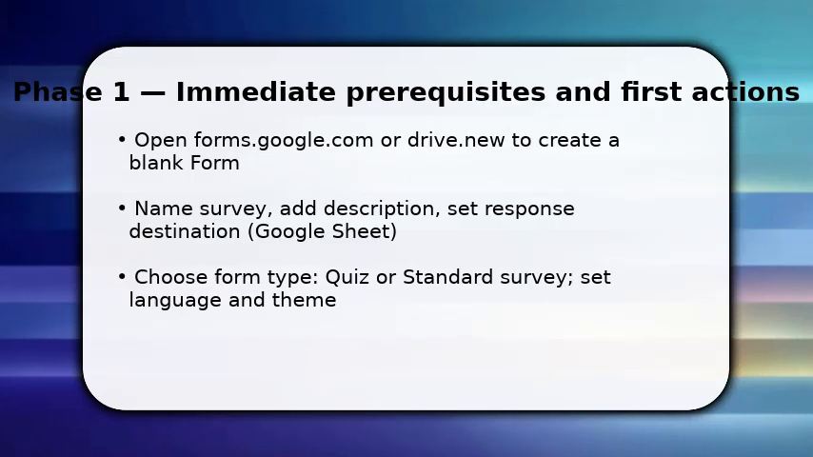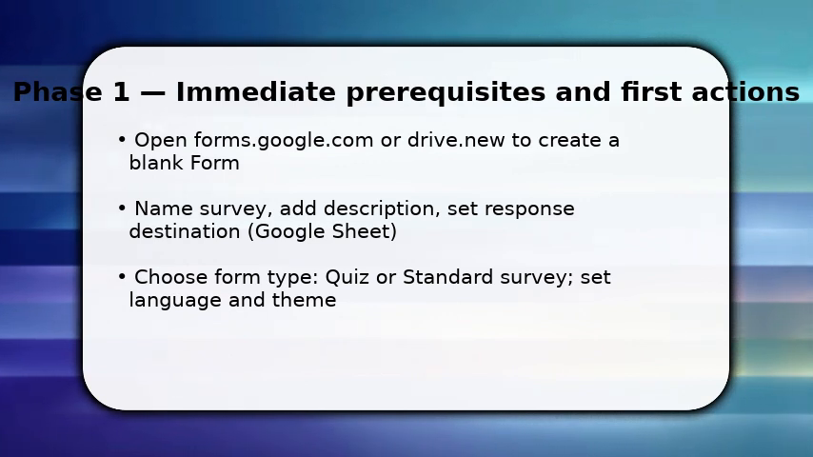You'll begin by opening Google Forms and creating a new blank form. Name it clearly so respondents know the purpose. Add a short description to set expectations. Once done, pick where responses go. Link a Google Sheet if you want live analytics.